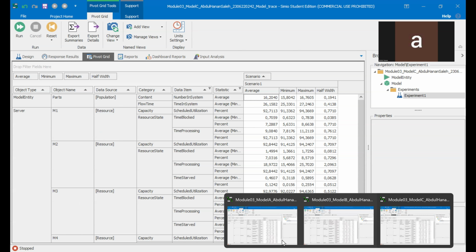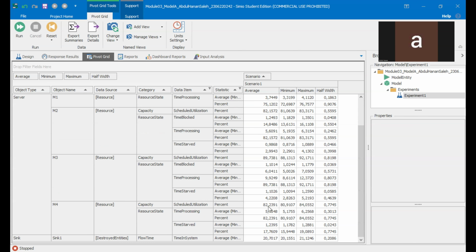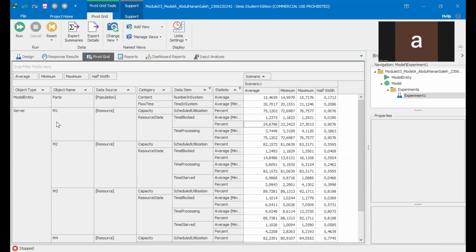You can do the same here in Model A, where you can also redistribute the buffer between M3 and M4, which here creates a very high percentage of time starved. You can also redistribute for the buffer between M1 and M2 and M2 and M3, which has a very high percentage of time blocked.